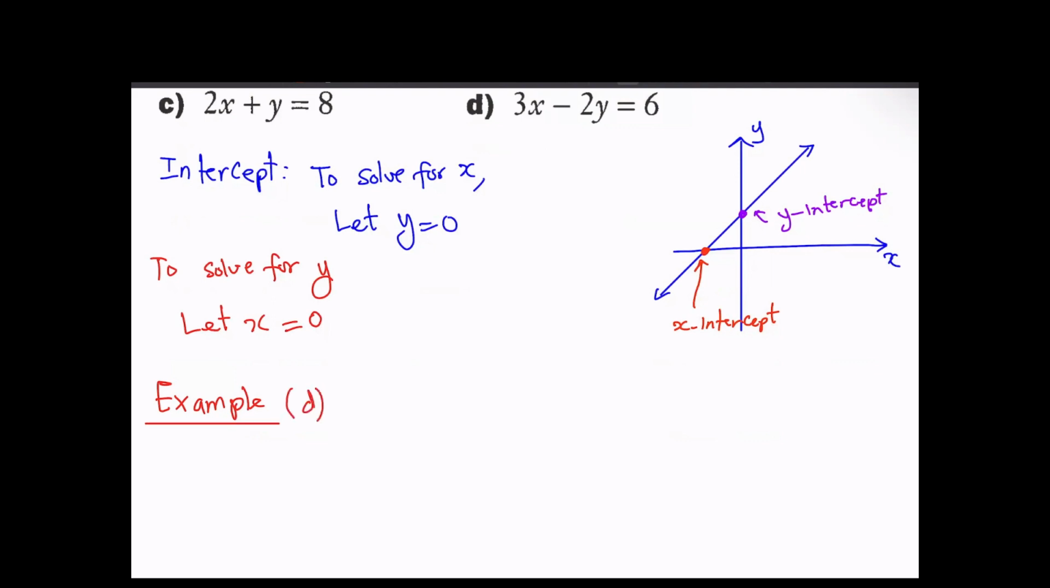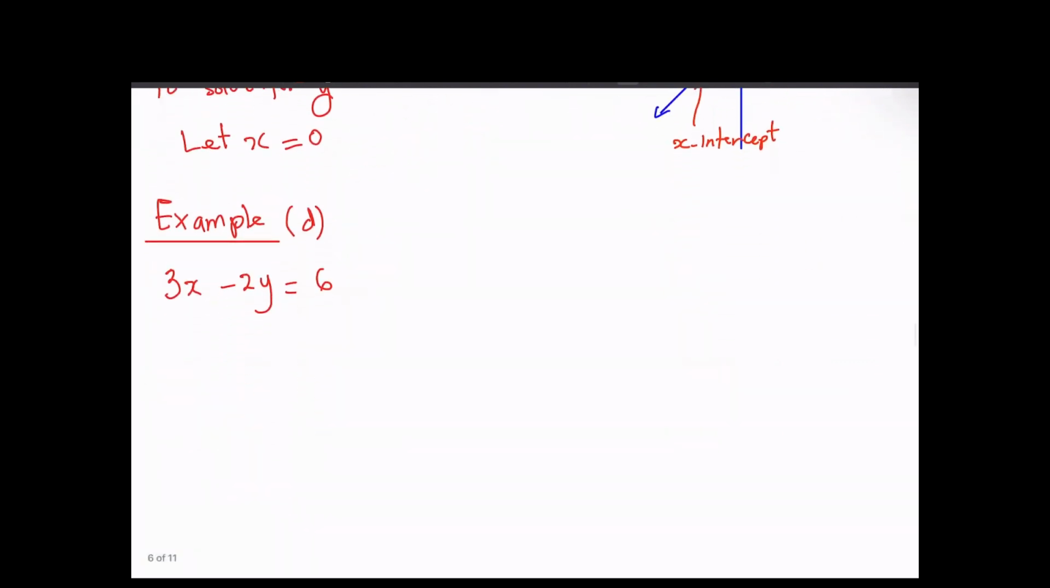Part D I will use as an example. If you have 3x minus 2y is equal to 6, how do we find the x-intercept? To find the x-intercept, simply let y equal 0.